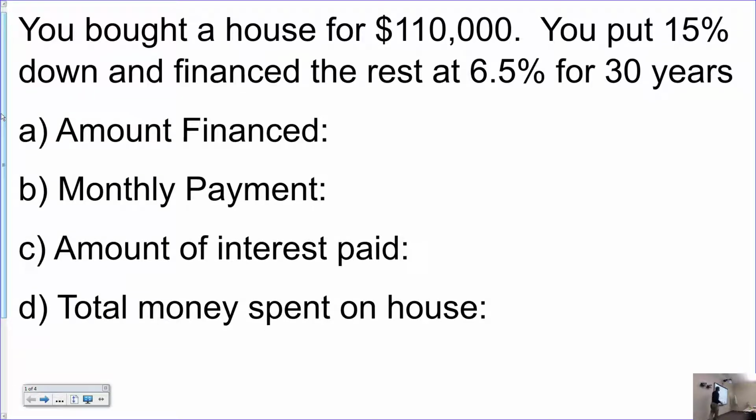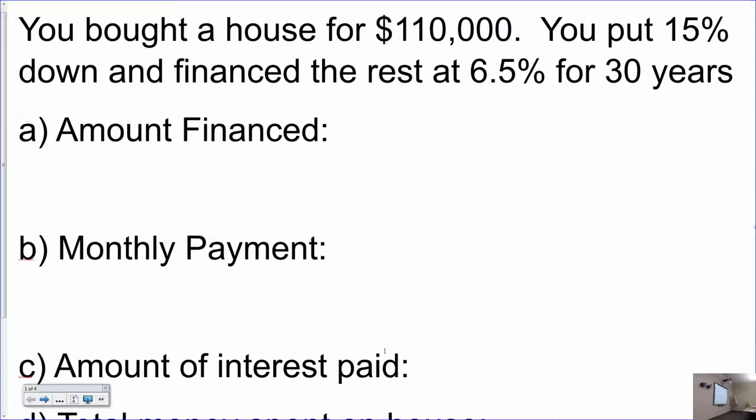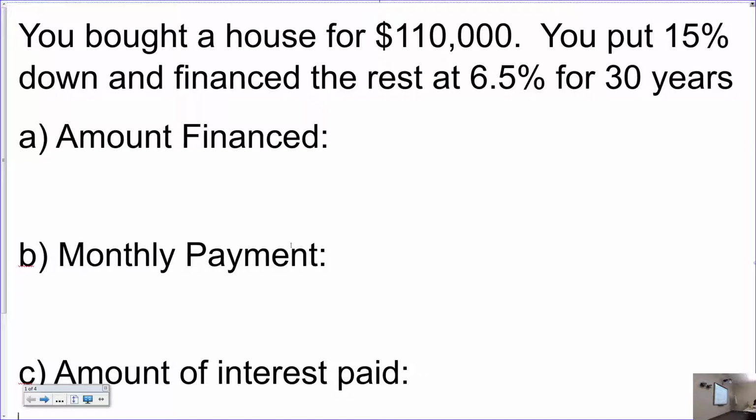All right, so how about this last one, folks? Let's do the chapter 15 stuff. We're going to buy 2 different houses. We're going to buy a $110,000 house. We're going to put 15% down and finance for 30 years at 6.5%. That's probably relatively standard, right? Yeah. Depends what you do. What I did was not standard, unfortunately.